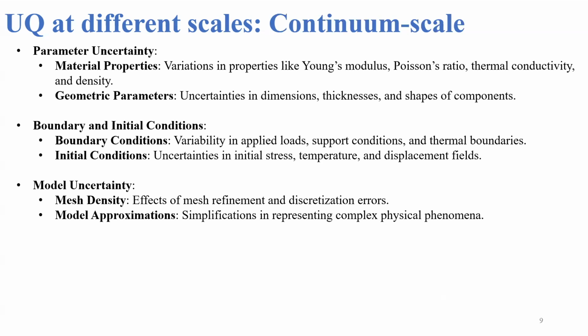Continuum scale: if you are trying to use, for example, material parameters in your finite element method, such as the Poisson ratio and thermal conductivity, how much they vary across different experiments can lead to uncertainties. Geometric parameters, such as the dimensions, what shape the components of the finite element method have, thickness, and so on, can also lead to uncertainty. Of course, boundary conditions and initial conditions are also applicable for continuum scales, and how you impose them. And of course, model uncertainty, such as the mass density of the finite element method, model approximation, and simplification in representing the complex physical phenomenon, can also lead to uncertainties.